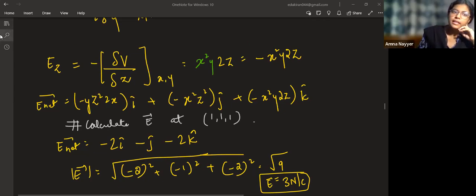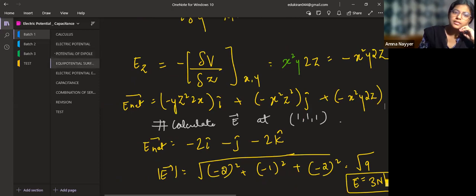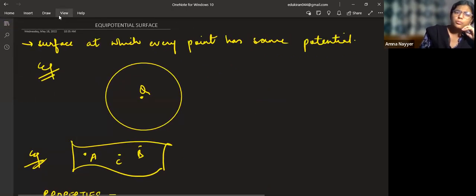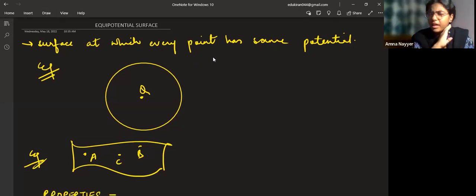Now class, the next topic is equipotential surfaces. I hope we'll be able to complete equipotential surfaces in today's class only. This is not a very lengthy topic. It's a very, very easy topic, just a theoretical topic. Like electric field lines from your first lesson, where it was just properties of electric field lines and a theory part of it, similarly, equipotential surfaces are there.